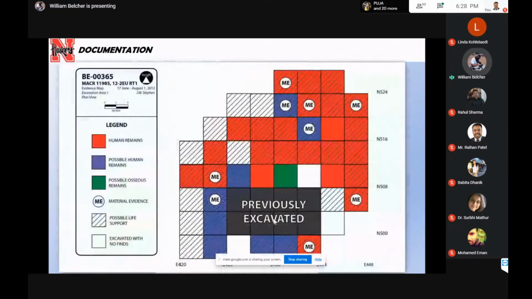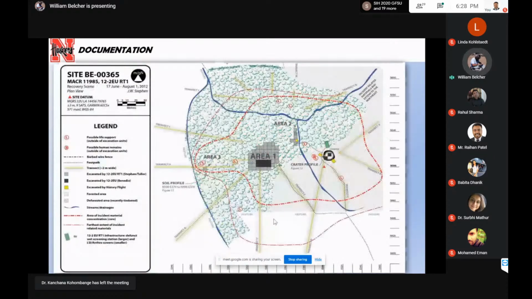This is a more simplified map with the same kinds of things, where the red indicates where we found human remains. Again, about 4 meter squares in size, and then ME means material evidence or artifacts. And again, another one in a forested area in Europe.